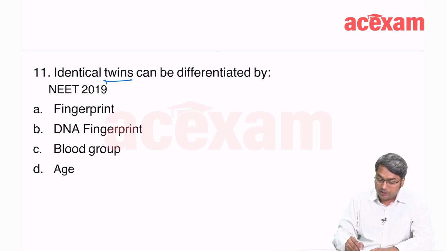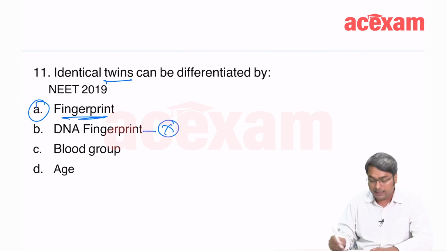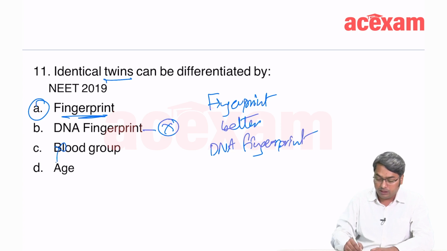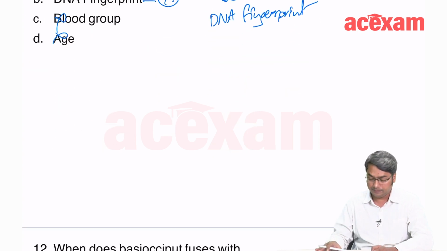Identical twins can be differentiated by fingerprint. Identical twins cannot be differentiated by DNA fingerprint, and that is why fingerprinting is a better method as compared to DNA fingerprint. Identical twins cannot be differentiated by age or by blood group. So this is the answer, by fingerprint. Every individual has got a different fingerprint.